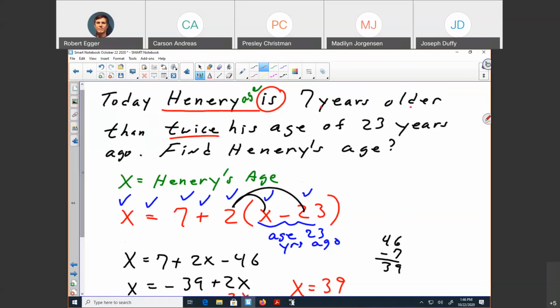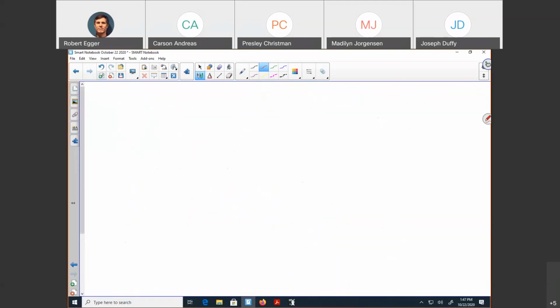Okay, do one more, and we're going for one. We'll take a break. Let's see. Here we go. A 7-foot board is cut into 2 pieces.